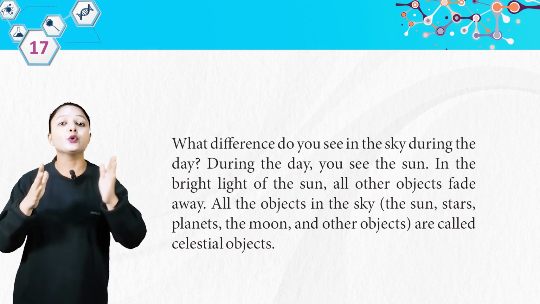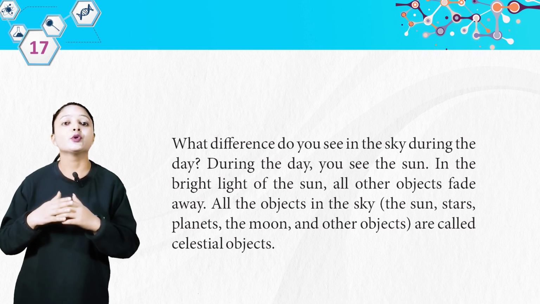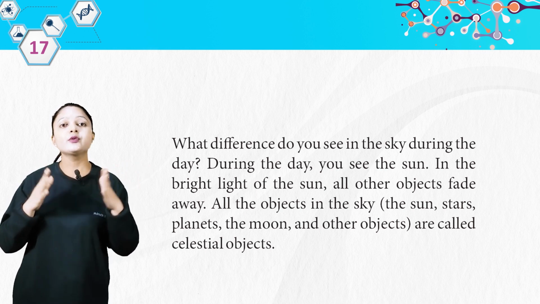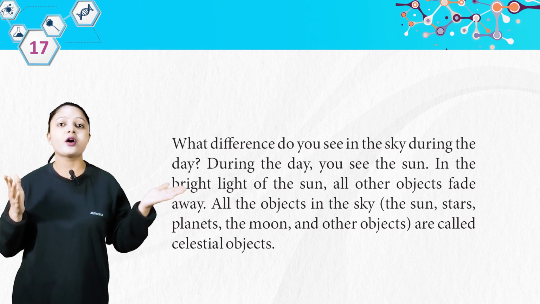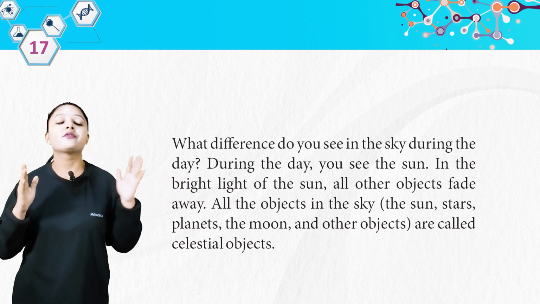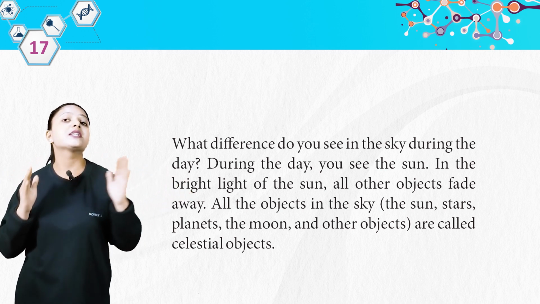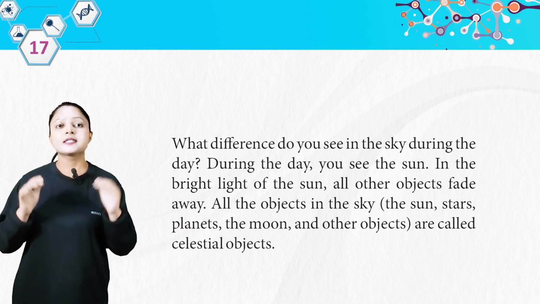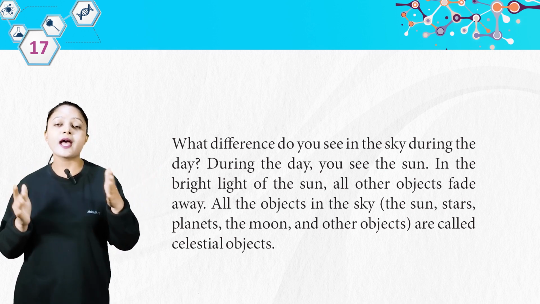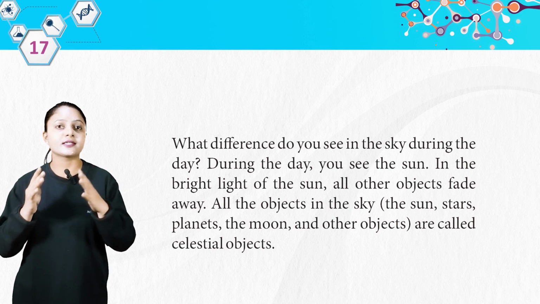What difference do you see in the sky during the day? During the day, you see the sun. In the bright light of the sun, all other objects fade away. All the objects in the sky, the sun, stars, planets, the moon, and other objects are called celestial objects.